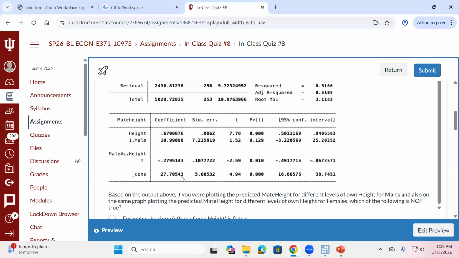Any questions on anything up to this point? We're just plotting out what these coefficients are telling us. Okay.